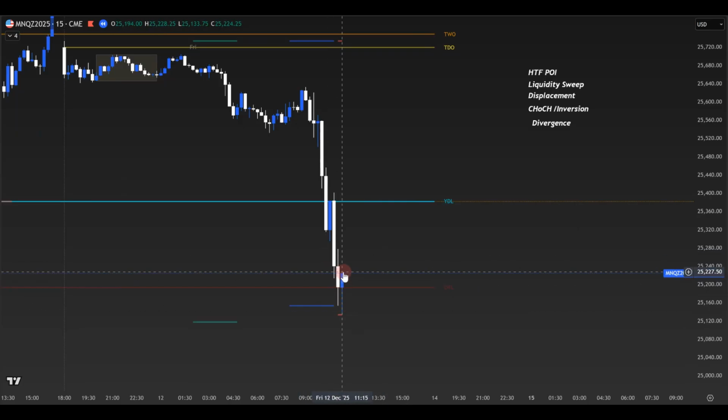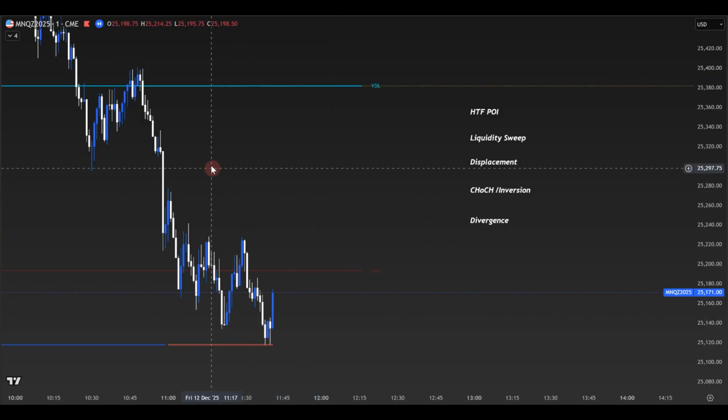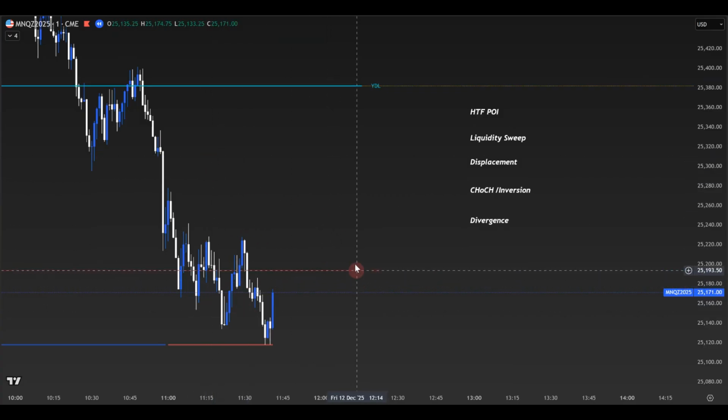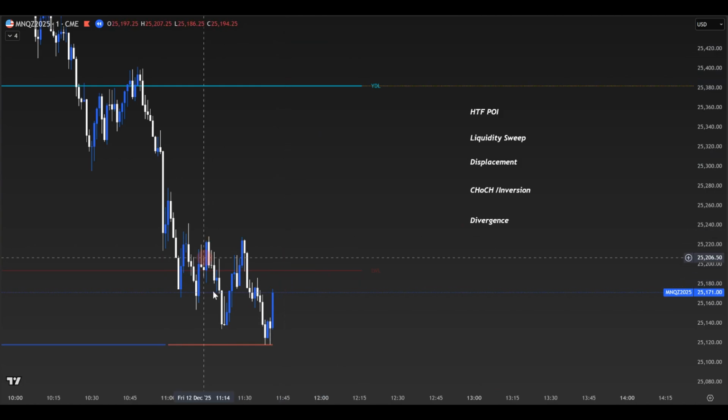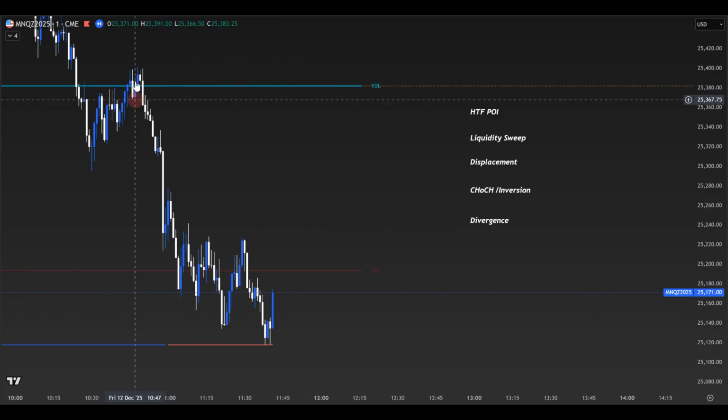We have a move down and then a move back up, back above previous week's low. Okay, so here we are on the 1-minute chart, right? And as you remember, our first step, higher time frame point of interest, which was previous day low, is now the previous week low, right? Because we did not get the confirmation up here. So now we've got previous week low as our higher time frame point of interest.